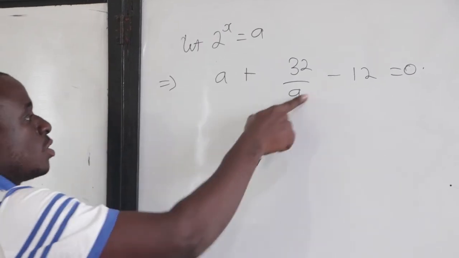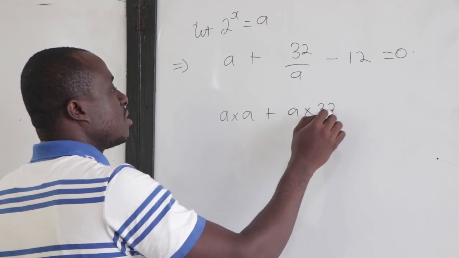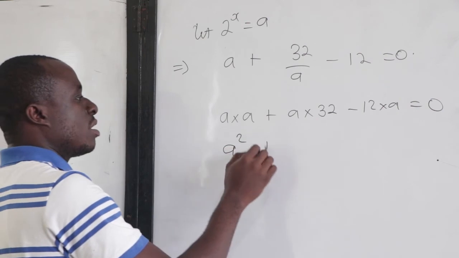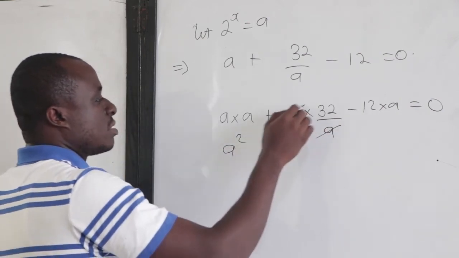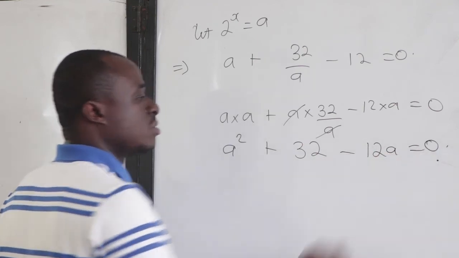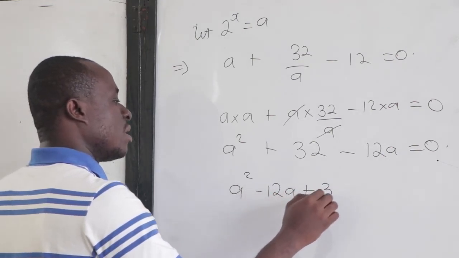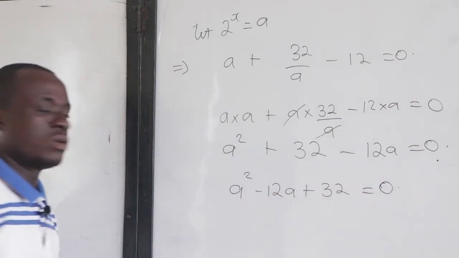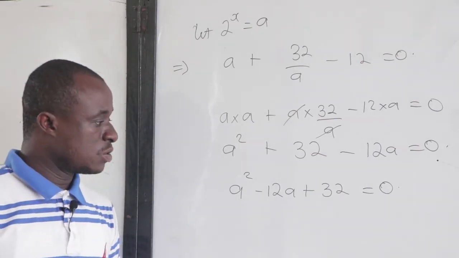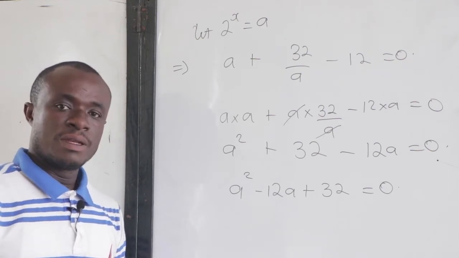LCM is a. We can multiply through by a. So you have a times a plus a times 32 minus 12 times a equals 0. This will give us a squared, but this is over a, so this will cancel that. Plus 32 minus 12a equal to 0. So you have a squared minus 12a plus 32 equal to 0. Two numbers, when you multiply, you get 32. When you add, you get negative 12. This is clearly negative 8, negative 4.